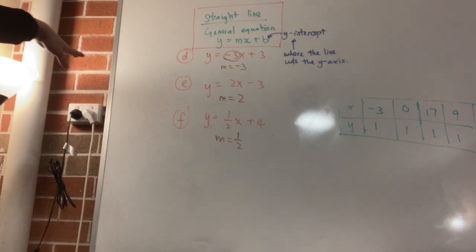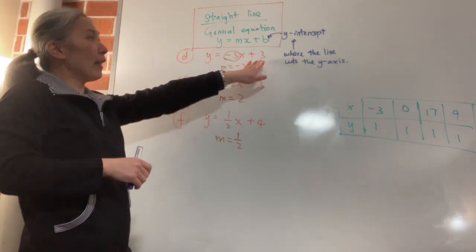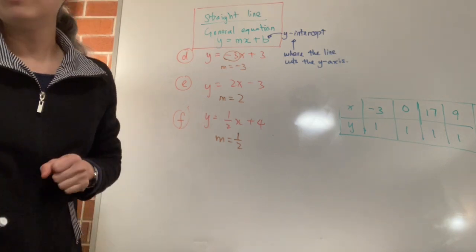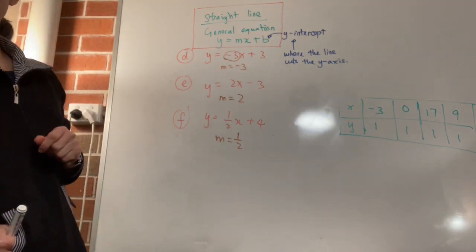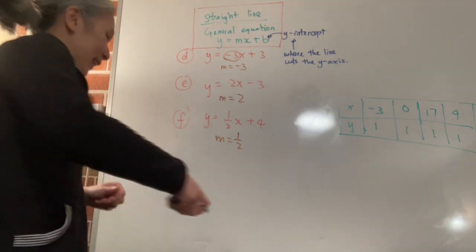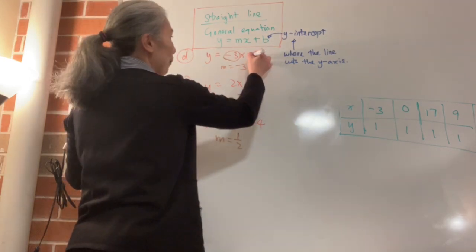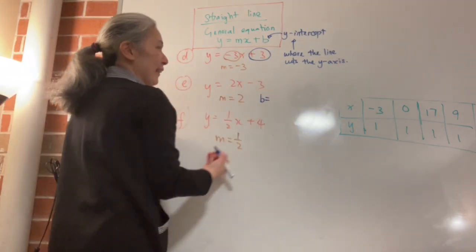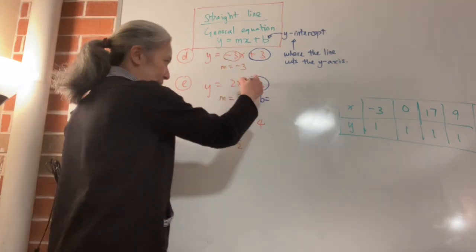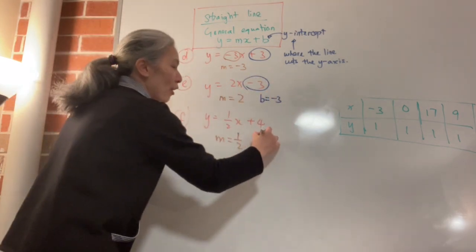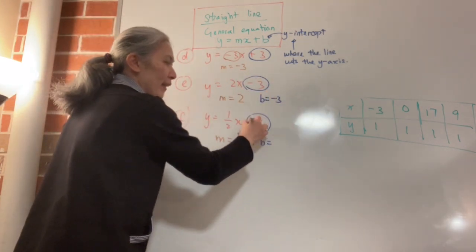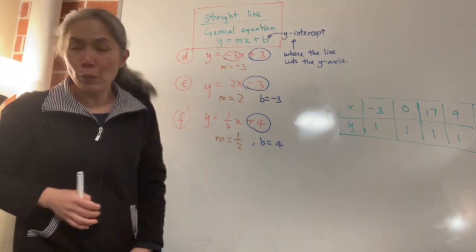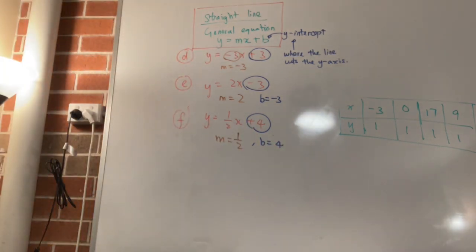By looking at the first question D again, you know the line cuts the y-axis at 3. Look at the line that you drew. Do you think your line cuts the y-axis at 3? Yes. So you know the y-intercept is 3. And this one, what's your B? Negative 3. Yes. And this one, your B is going to be? 4. Yes. So I always keep the sign with the number. That's what we always do.